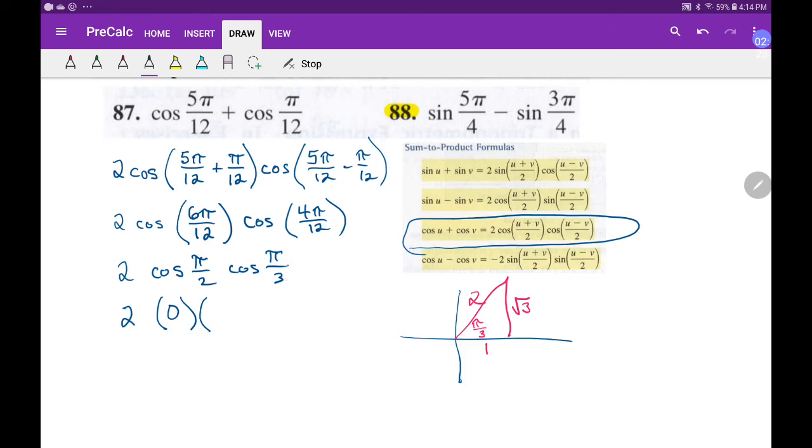I'm going to find this anyway. Cosine pi over 3. That's 1 over 2. So I get 1 times 0 is 0, but at least I know it's 0. Before I didn't know it was 0. Now I do. Okay.